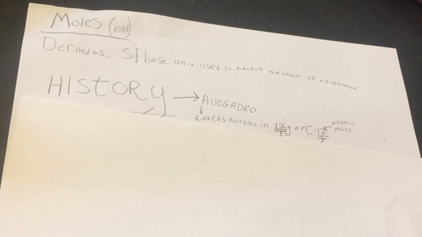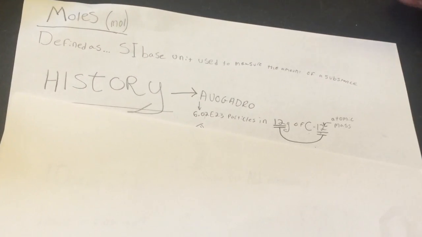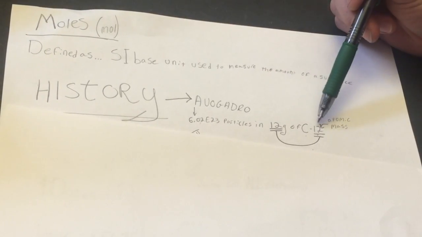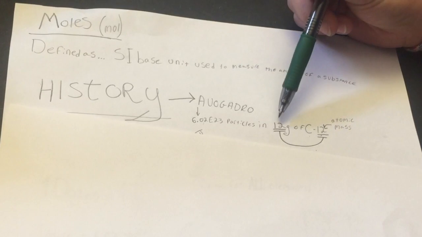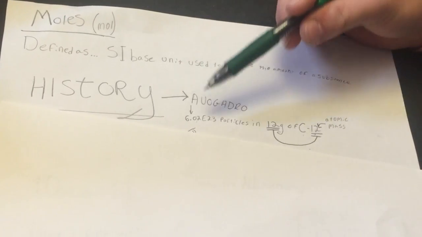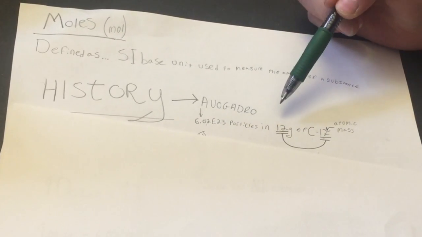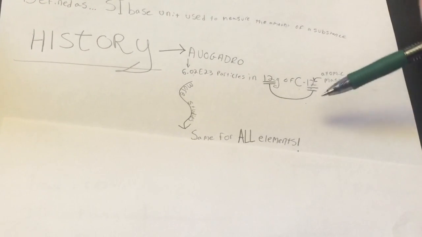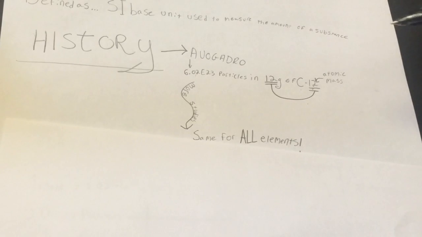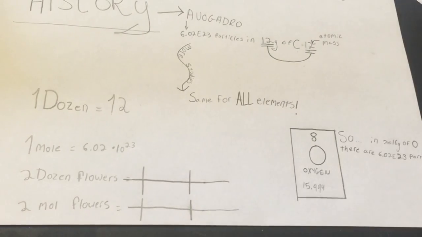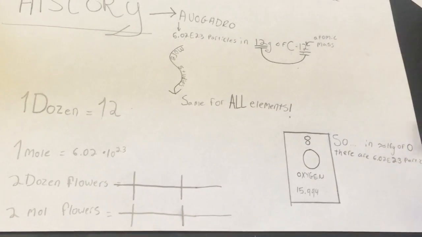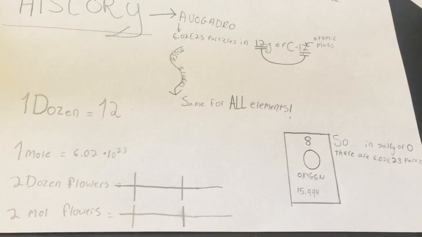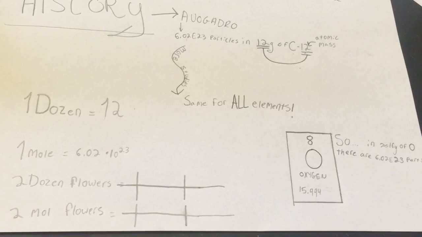So the history of it, basically, Avogadro was doing a lot of experiments with carbon, and he discovered that carbon having an atomic mass of 12, when he had 12 grams of carbon, he had exactly 6.02 times 10 to the 23rd particles of carbon. So after he did more studies, he found out that it was the same for all types of elements. So basically, if you have oxygen with an atomic mass of 16, approximately, in 16 grams of oxygen, there are 6.02 times 10 to the 23rd particles.